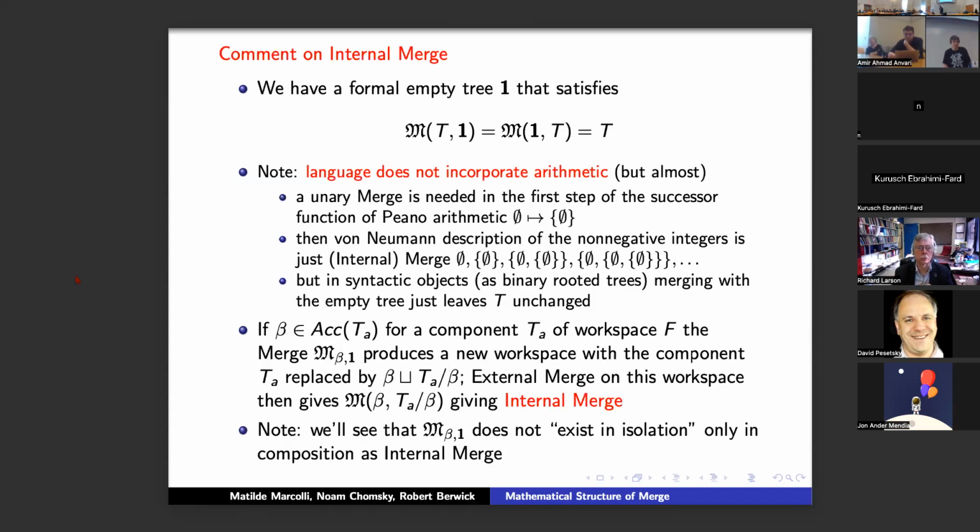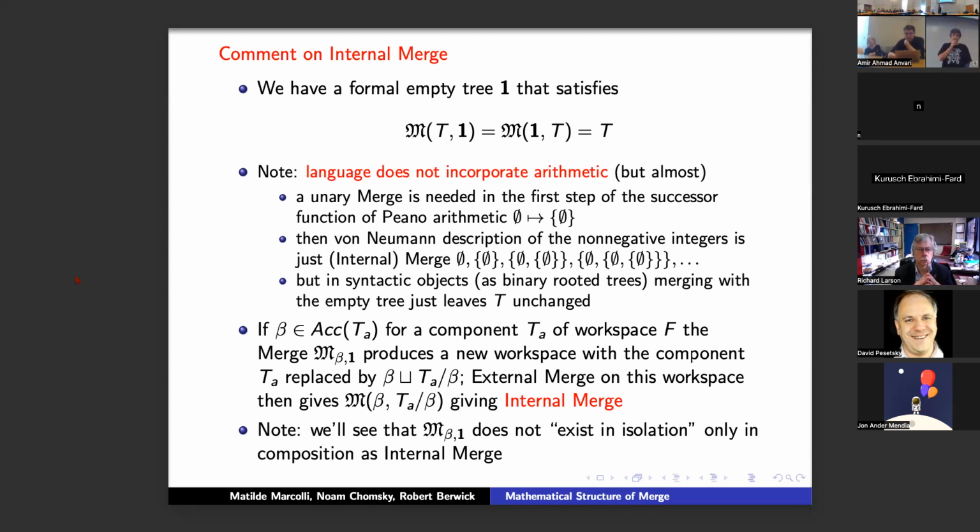So what about internal merge? Internal merge is a little bit trickier to describe in this form, but I'll say in a moment what you do, which in the end is simple. I'll check that it does exactly the same thing that we want it to do.